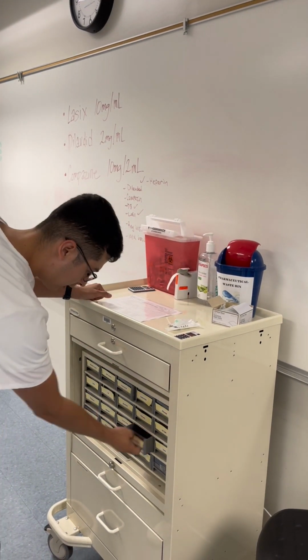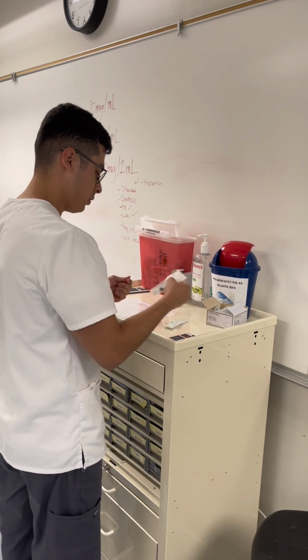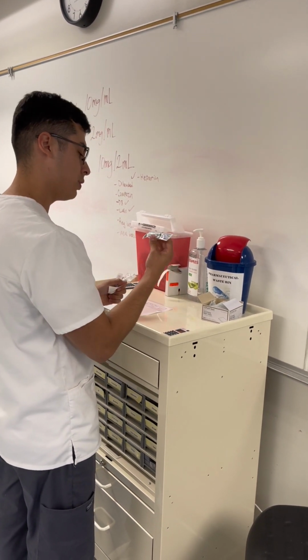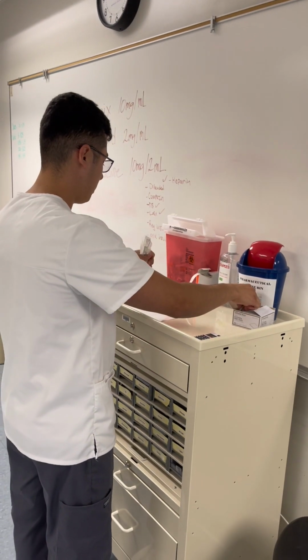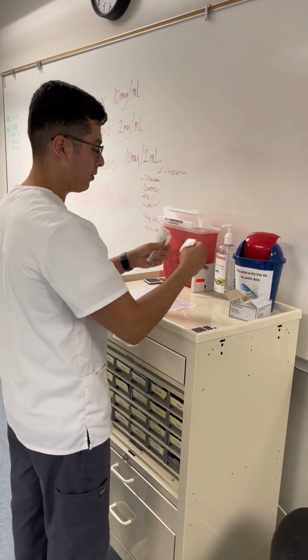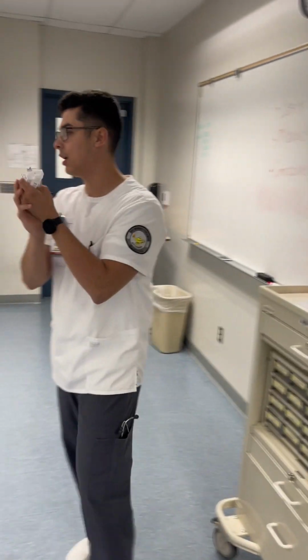Let's see here. I'm going to need a filter needle, and then a 1 to 3 milliliter syringe. And this is a 21 gauge needle. And actually, before I forget, 2, 3 alcohol pads. Now I'm going to hand hygiene out of the medication room.